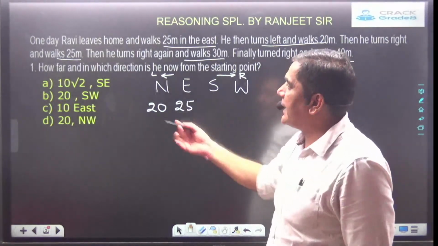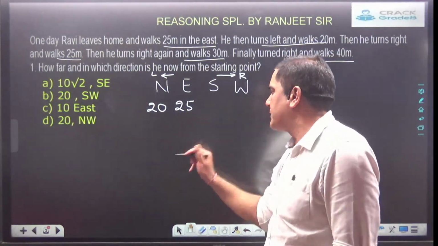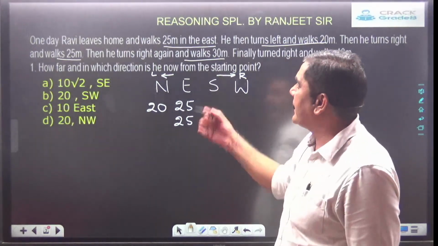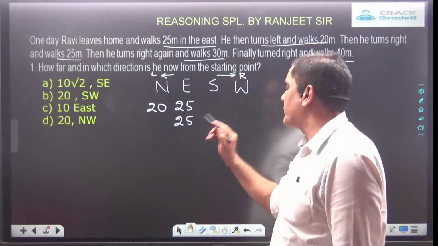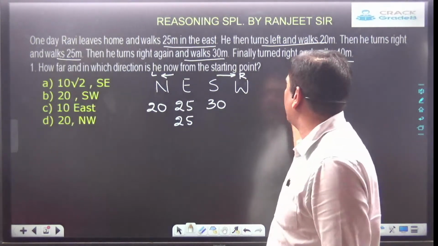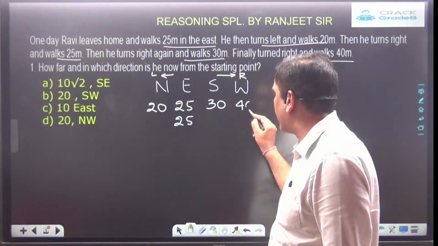Now then he turns right and walks 25. Right will be this part, so right 25 below east. Then he turns right again and walks 30. Right again means what? South. South will be 30. And finally he turned right and walks for 40 kilometers. Right? 40.